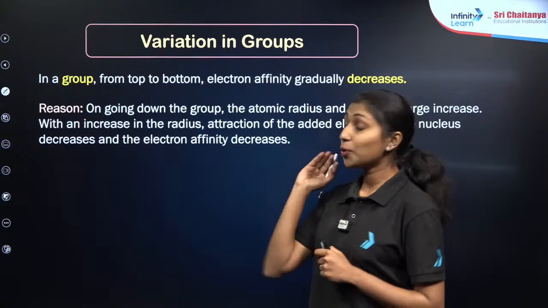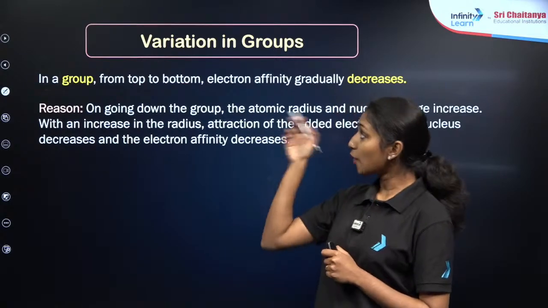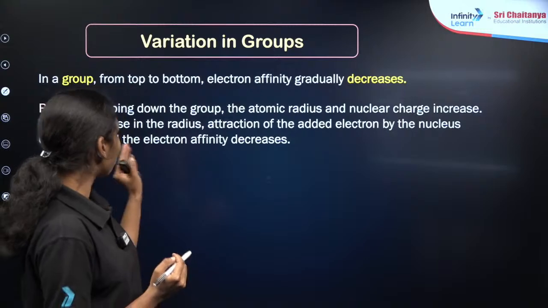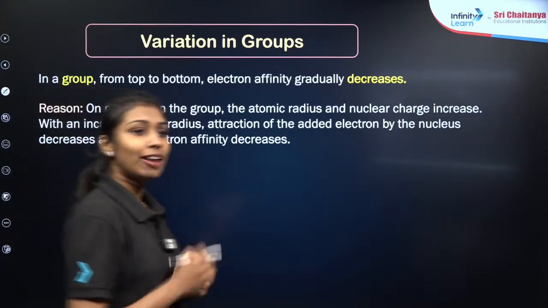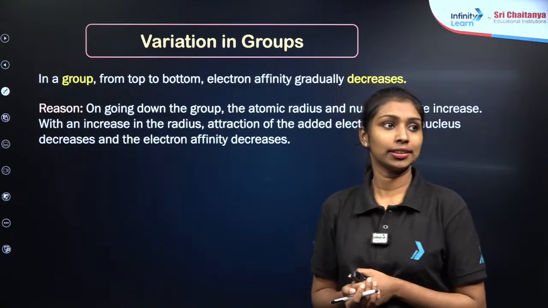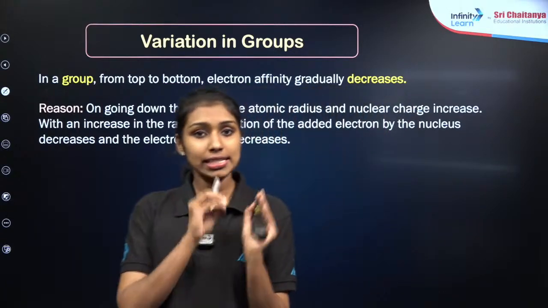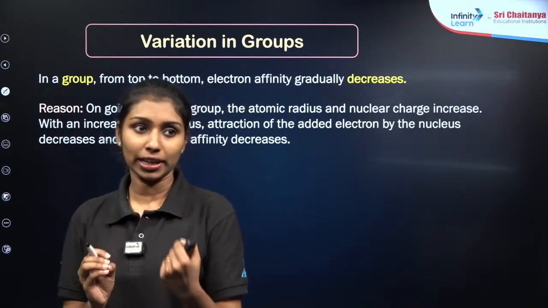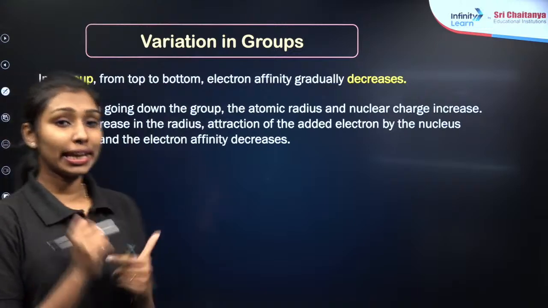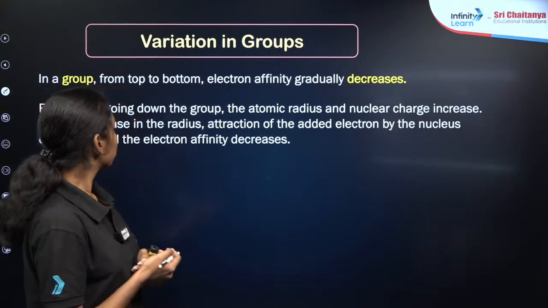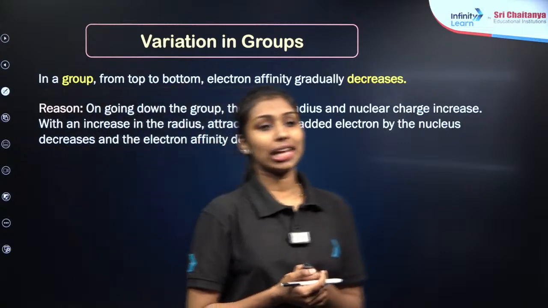Now let us move to the periodic trend in the periodic table. We will start from the group. What will happen to the electron affinity whenever we move from top to bottom in a group? What will be the trend? As I already mentioned, it will be the same trend as that of the electron gain enthalpy. What will happen to the electron gain enthalpy whenever we move from top to bottom in a group?